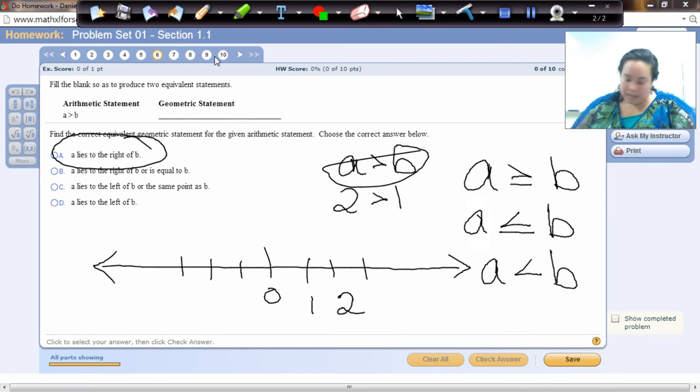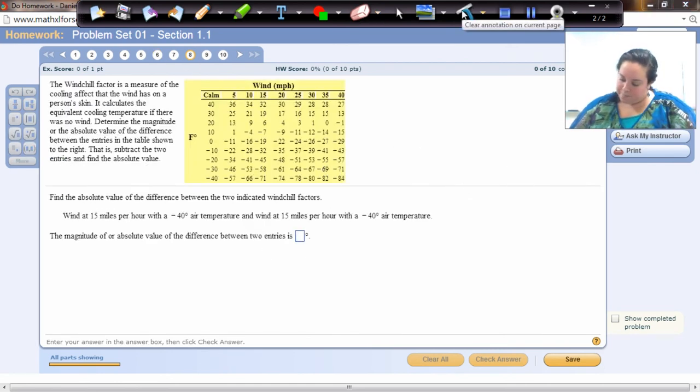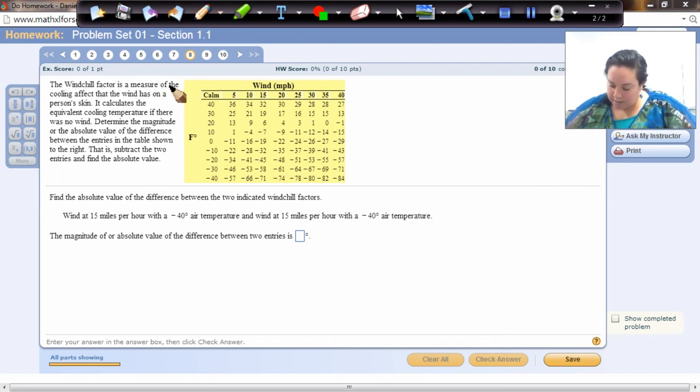Okay, last one. Let's look at number 8. The wind chill factor is a measure of the cooling effect that the wind has on a person's skin. It calculates the equivalent cooling temperature if there is no wind. Determine the magnitude or the absolute value of the difference between the entries in the table shown to the right. That is, subtract the two entries and find the absolute value. So they tell you pretty much exactly what needs to happen here.